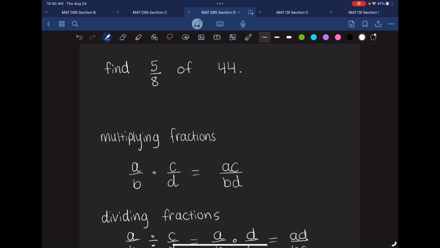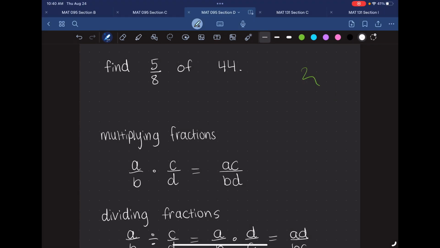All right, finally, we have 5/8 of 44. Go ahead and pause the video and make sure you can do this. Write your answer as a simplified fraction, and then resume the video when you want to see the solution. Okay, so when we want to find 5/8 of 44, I'm going to take 5/8 times 44.